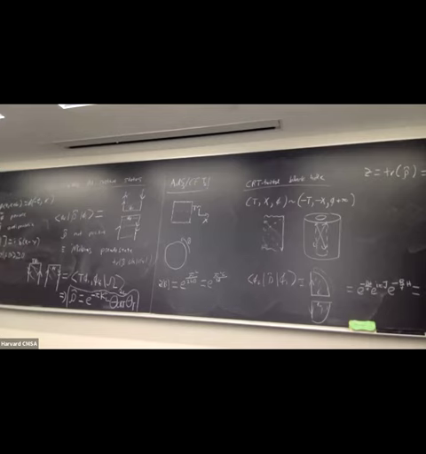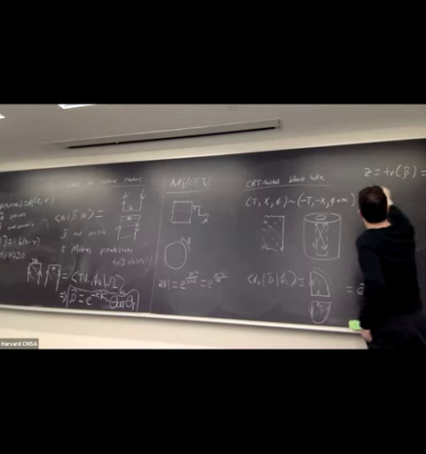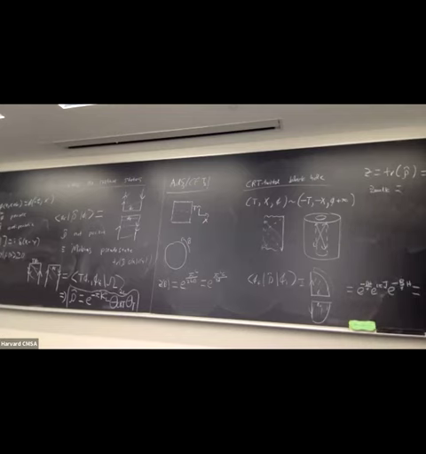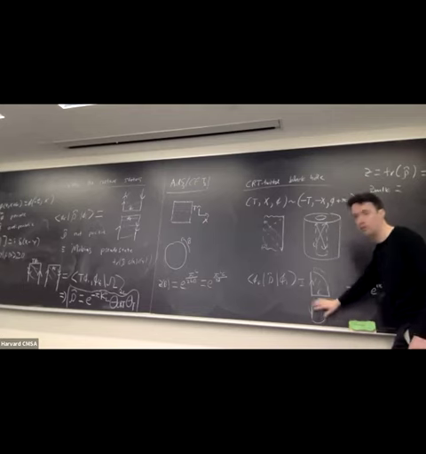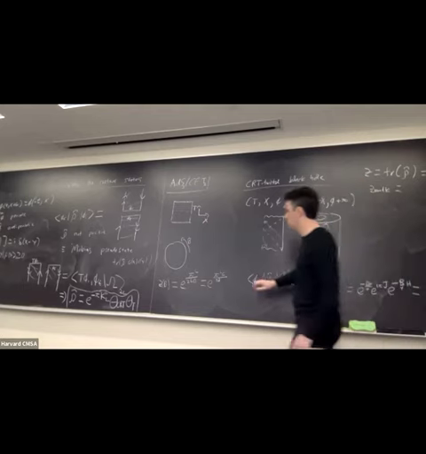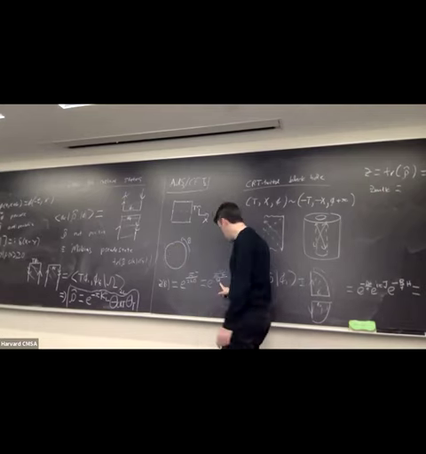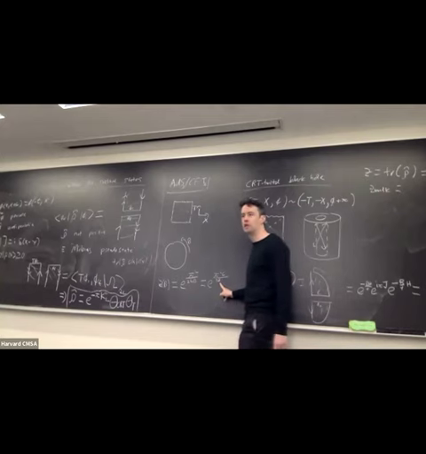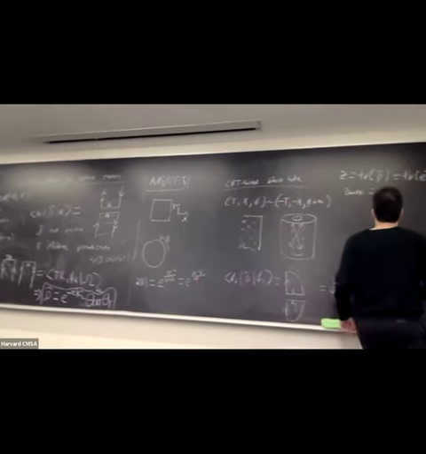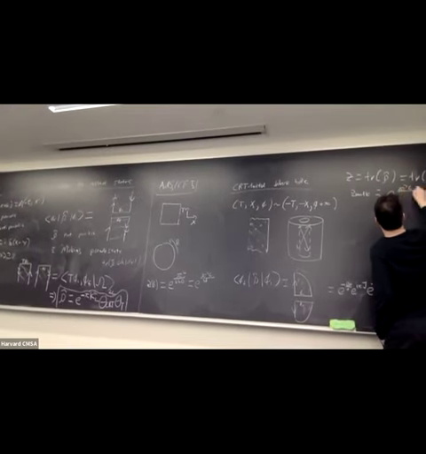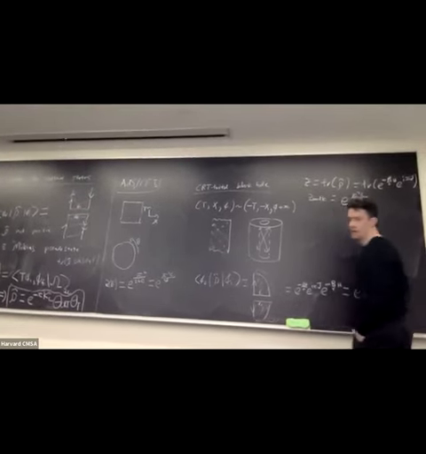So the bulk calculation is easy, because I'm just supposed to compute the Euclidean action of this, which is just half the action of that, because I just did a Z2 quotient. So I should take this result and just divide by 2 in the exponent. So then I get e to the pi squared c over 6 beta. Okay, great.